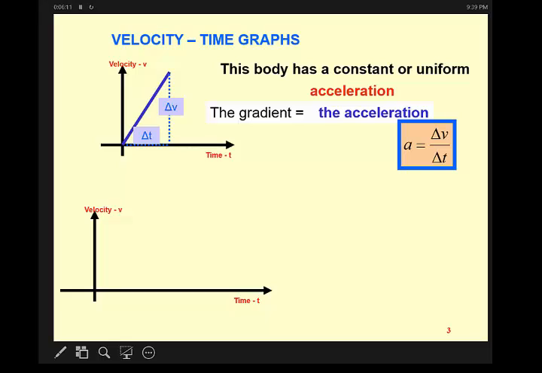Well, what's happening in this graph? I've got a graph at the bottom of the page, velocity over time, but this time the line's not straight up and then stop. So we've got lines 1, 2 and 3. Have a think. What do you think lines 1, 2 and 3 might represent?